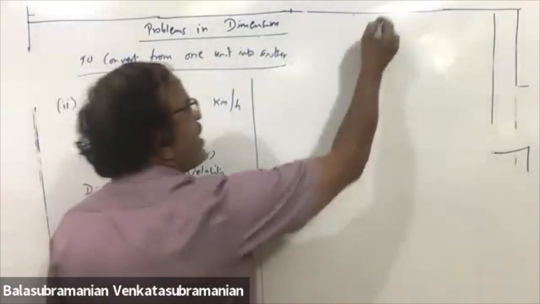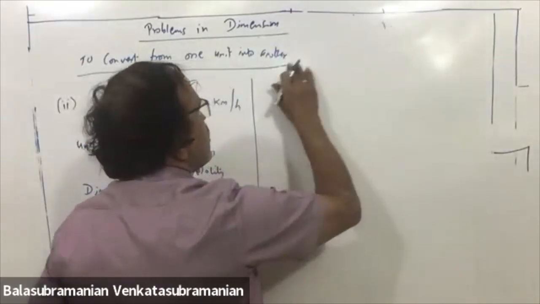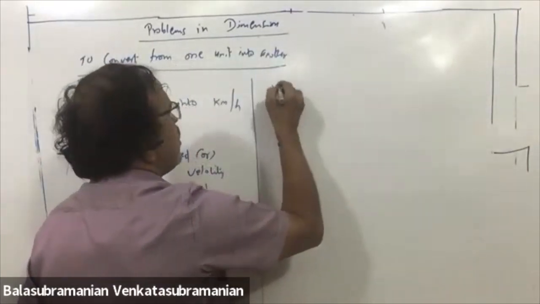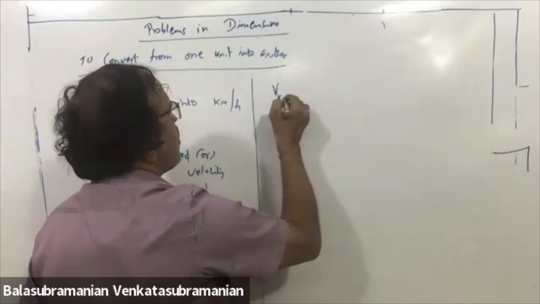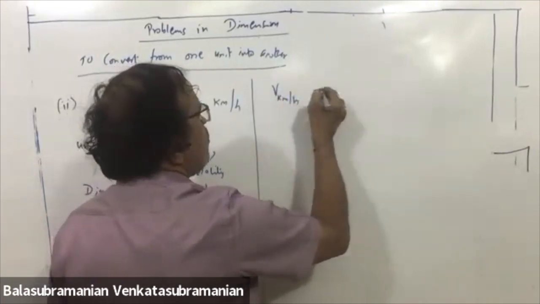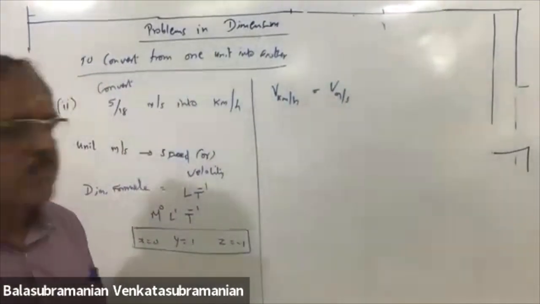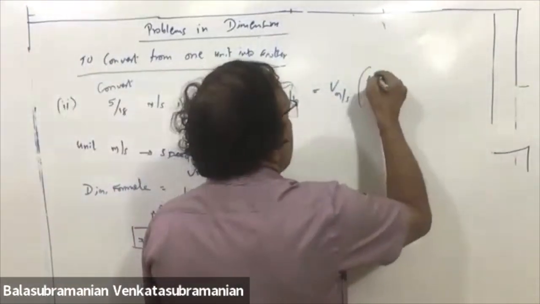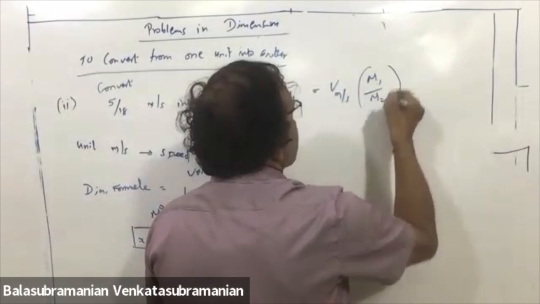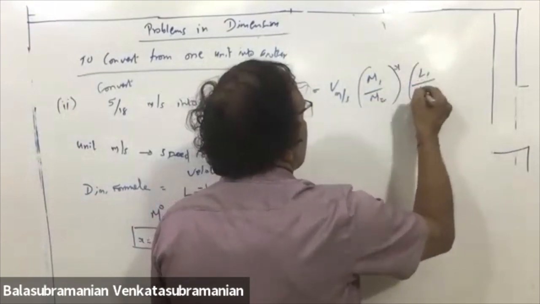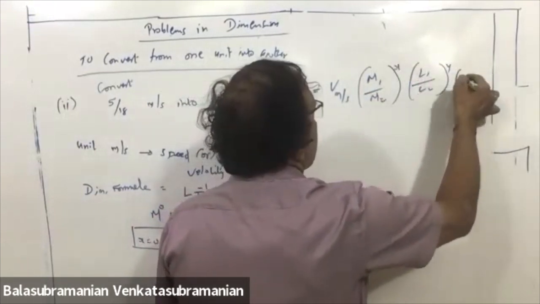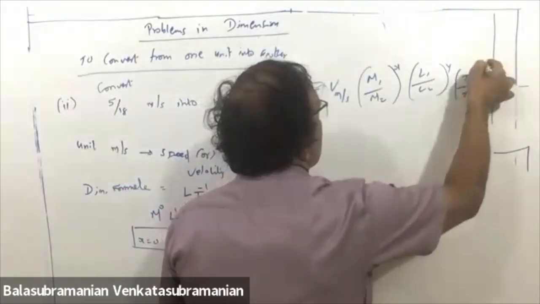What is to be calculated? Velocity, kilometer per hour to be calculated. Velocity in meter per second is given. M1 by M2 power X, L1 by L2 power Y, T1 by T2 power Z.